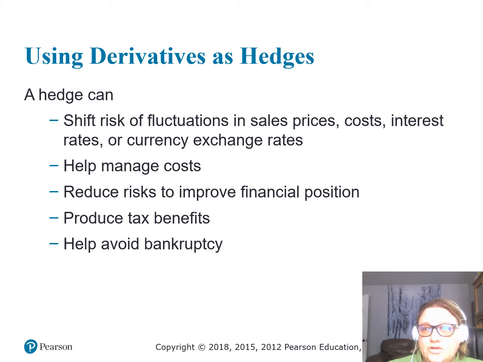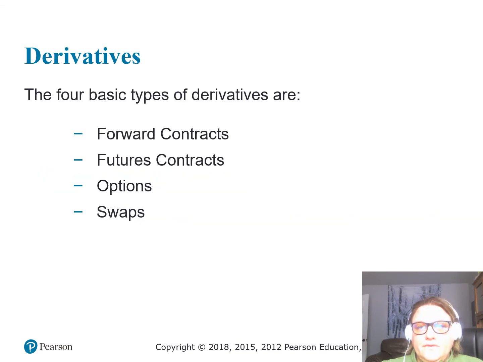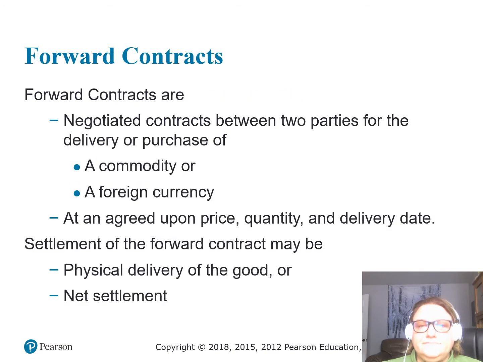also kind of control your prices so that you can be able to offer a product and price it correctly. And then also it can produce tax benefits because you're spending money on them, so you get a little bit of tax price benefit, and also keep you out of trouble. All right, so here are the four basic types of derivatives. You have forward contracts, futures contracts, options, and swaps.